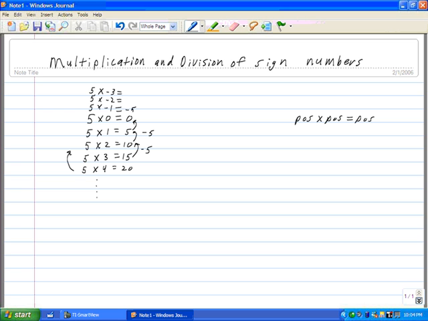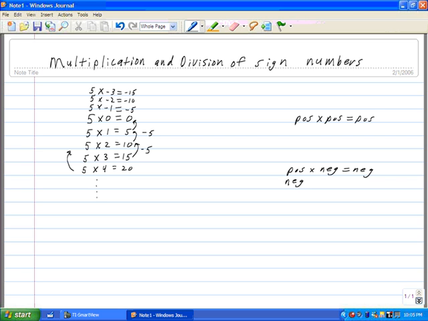Drop by 5 again, we'd be at negative 5. Drop by 5 again, we'd be at negative 10. Drop by 5 again, we'd be at negative 15. So what we've seen with this is that a positive, when multiplied by a negative, is giving us a negative result.